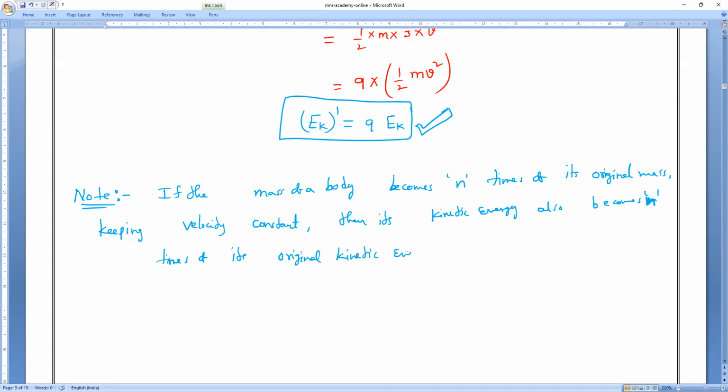Do you all understand, everybody? So that is what you have to remember. If the final mass of the body is n times of the initial mass, note it, everyone, then the final kinetic energy is also n times of the initial kinetic energy. That is what you have to remember. Okay, guys? Understand?